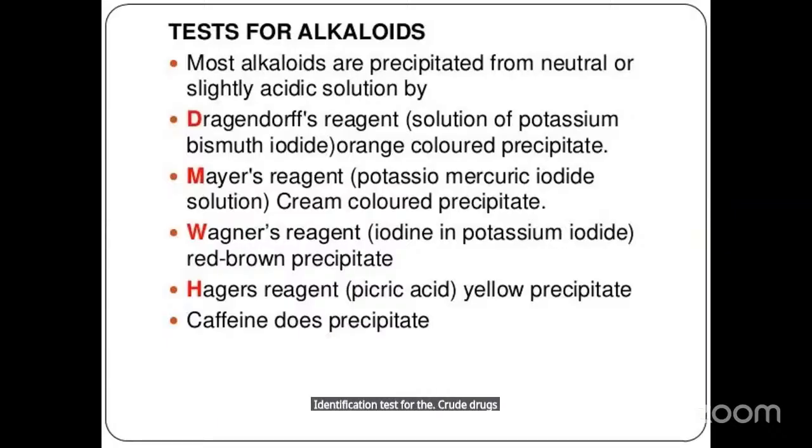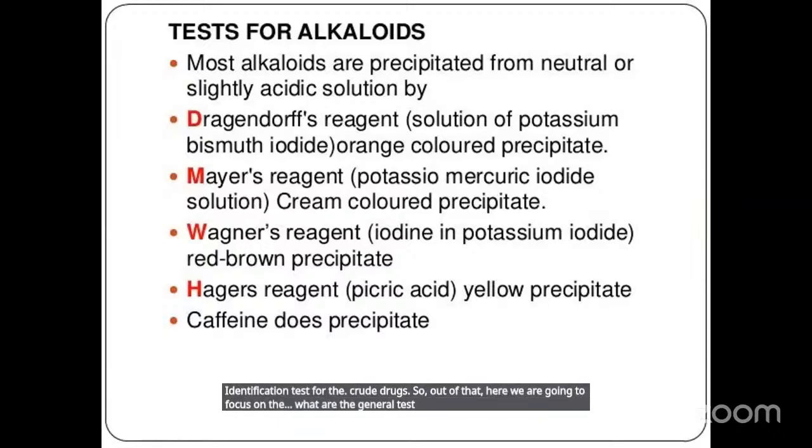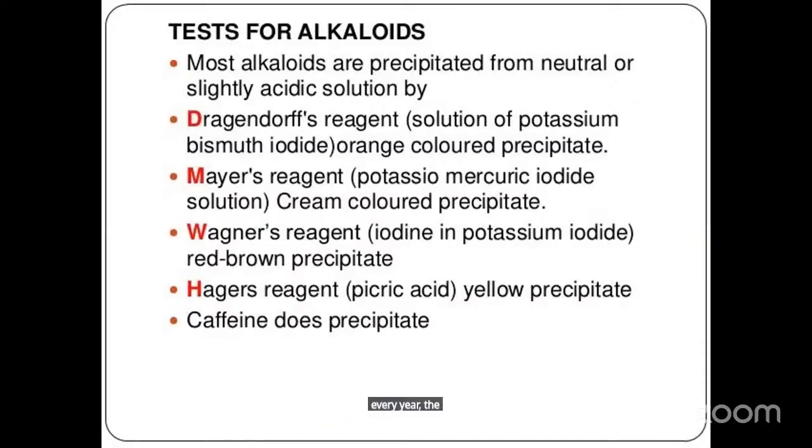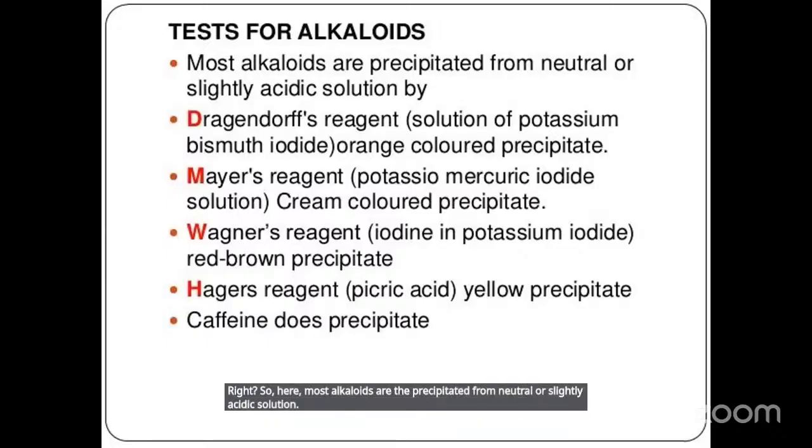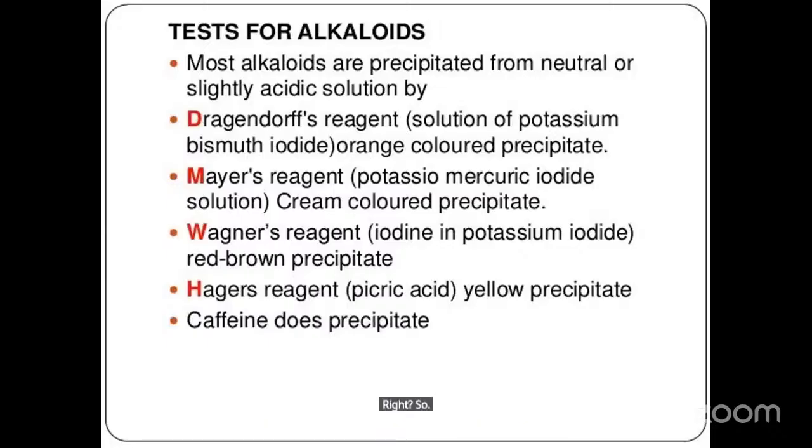Out of that, here we are going to focus on the general tests for alkaloids. And if you see, dear students, in every GPAT exam there will be a question asked on the general alkaloidal tests, right? Most alkaloids precipitate from neutral or slightly acidic solution, right? So I have a mnemonic here, DMWH, not BMW. So DMWH, D for Dragendorff reagent.